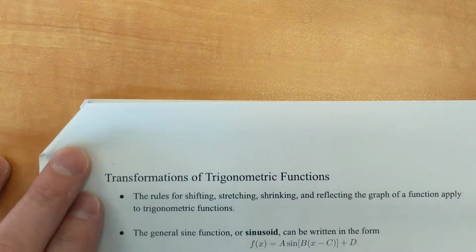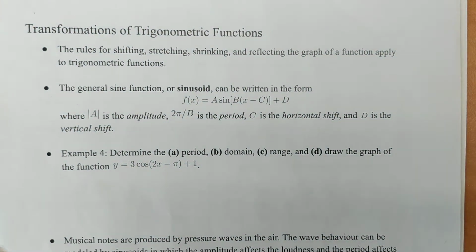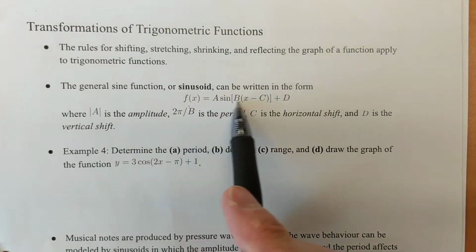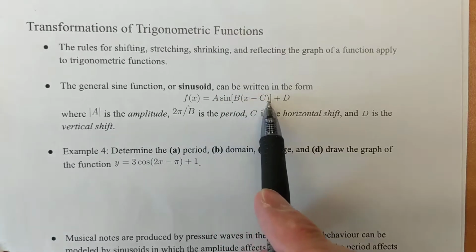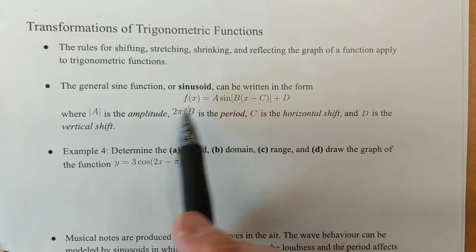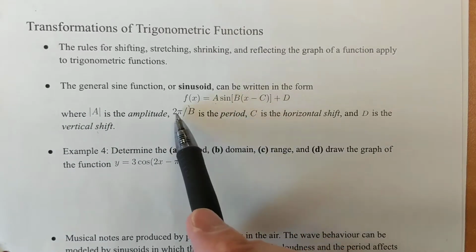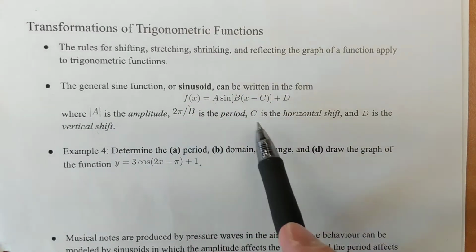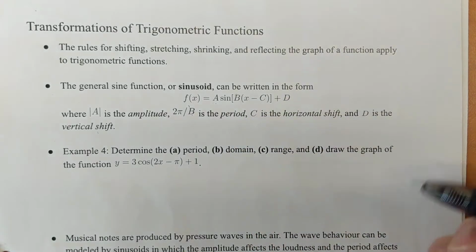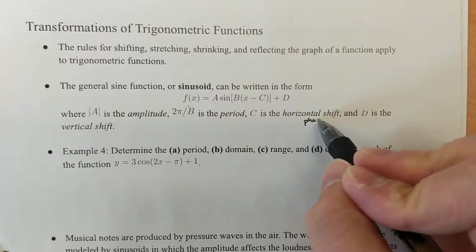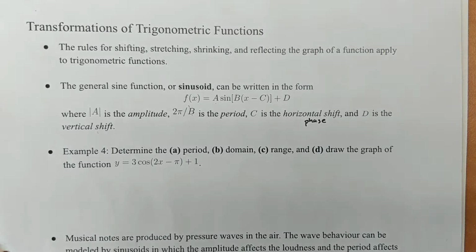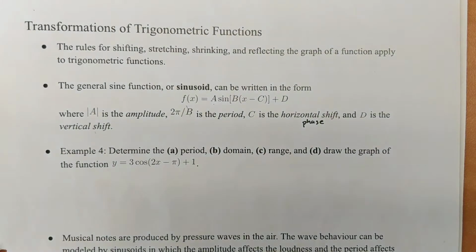Okay, transformations. So you have the basic equation of the graph, a sine (bx minus c) plus d. So a is the amplitude, the absolute value of a. This b value lets you find the period. You divide 2 pi by b. C shifts the graph horizontally. Sometimes this is called the phase shift. And then d is the vertical shift. Moves the graph up and down.